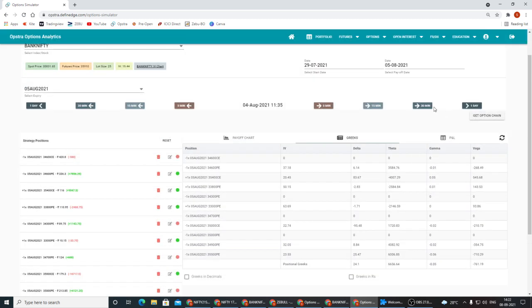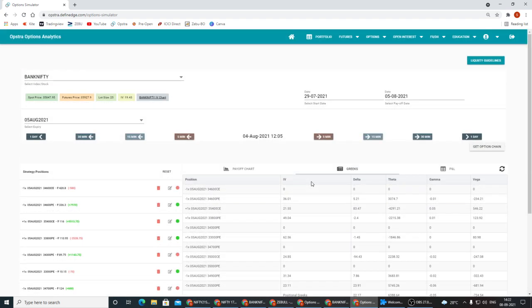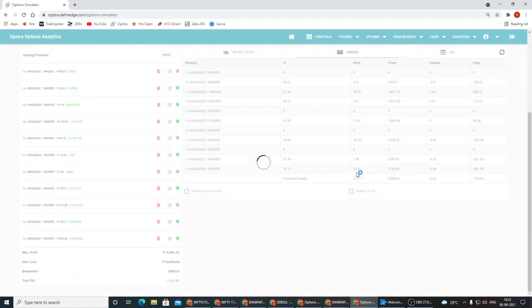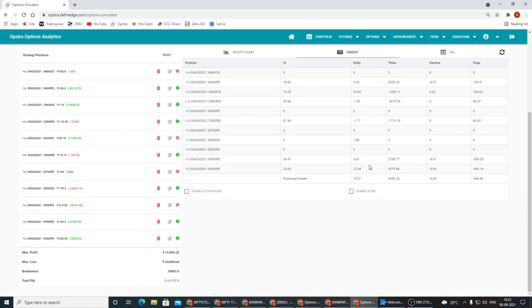Okay, we are having 8,000 profit. The profit is coming down. Move further. 8,000 profit. 8,300. Okay, 9,000. So now we are going to close this strategy because the max profit is 9,800 and now the profit is 9,130. Almost we reached 90% of the max profit. So I am going to close this strategy at this time.